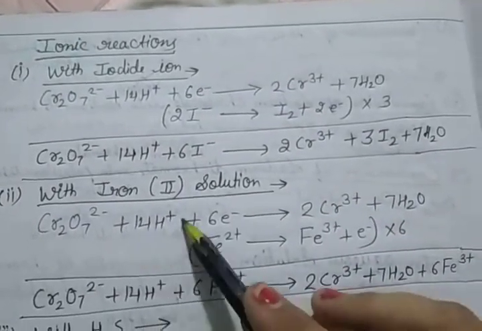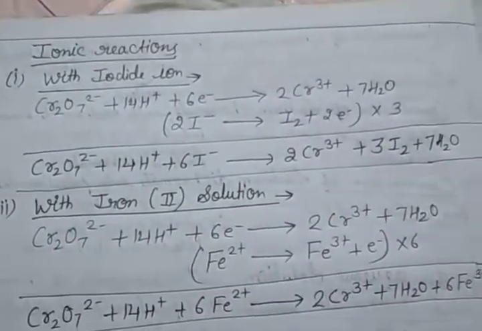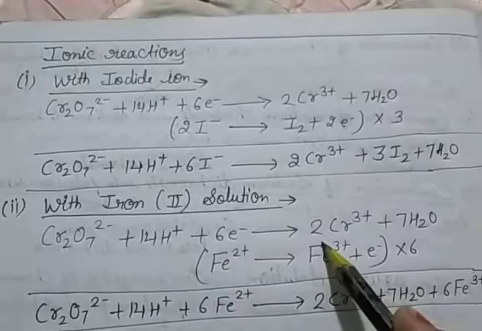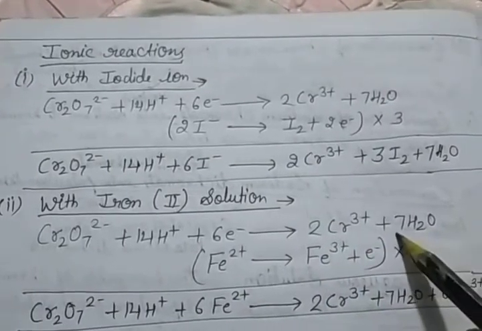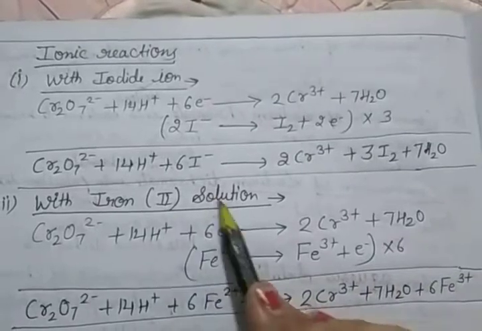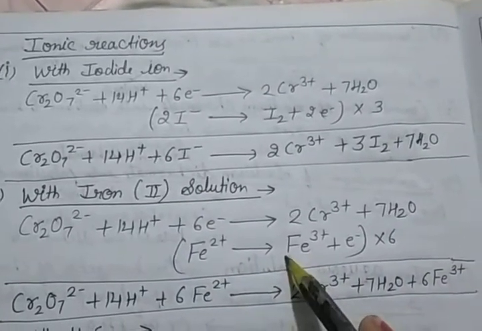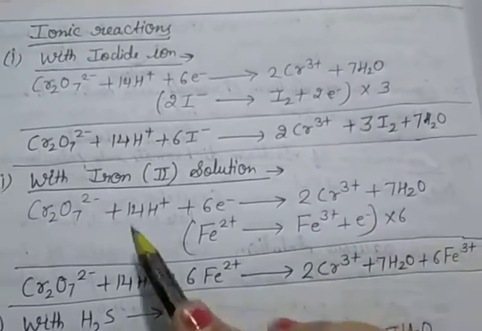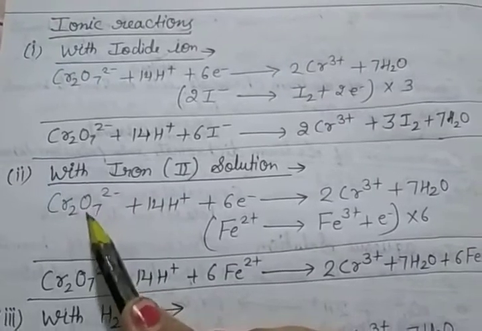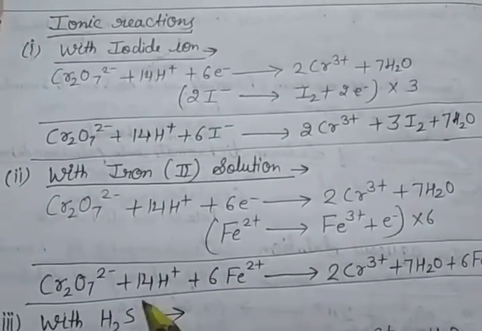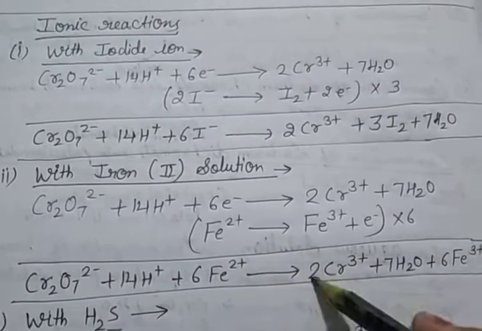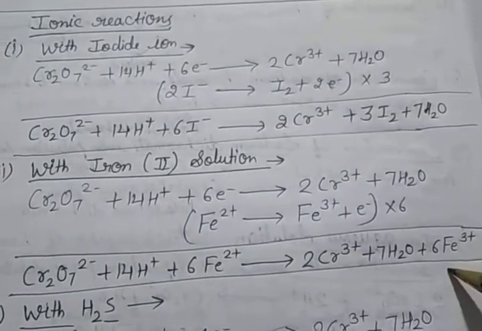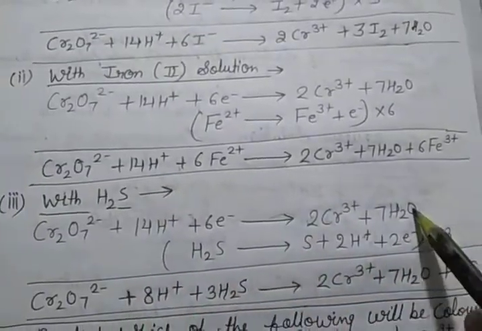Then the reaction with ferrous solution. Cr2O7 2- plus 14H+ plus 6 electrons gives 2Cr3+ plus 7H2O. This is the common reduction reaction, but for ferrous, Fe2+ converts into Fe3+ by removal of an electron. For balancing the electrons, multiply this equation by 6 and then write the net reaction: Cr2O7 2- plus 14H+ plus 6Fe2+, and on the product side 2Cr3+ and 6Fe3+ and 7H2O.